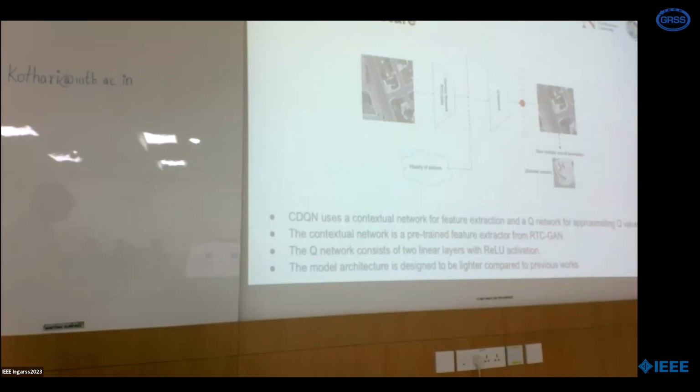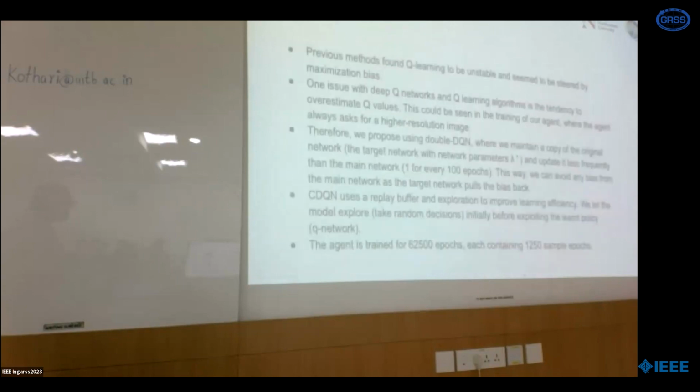Now let's look at the model architecture. CED-QN uses a contextual network for feature extraction and a Q network for approximating the Q values. We do not train the contextual network as it comes pre-trained, so we freeze that network. The Q network consists of 2 linear layers with ReLU activations. The model architecture is designed to be lighter compared to previous works.